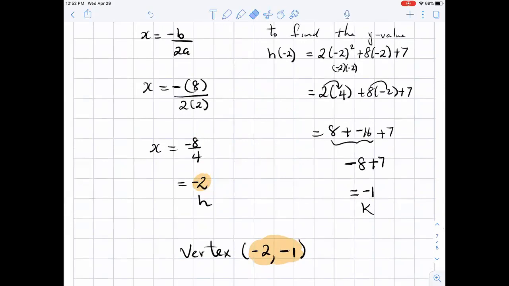So, what is the goal right now? Okay, you may want to write this down. The goal right now is no matter which format I give you a quadratic, you should be able to find the vertex. Yeah?